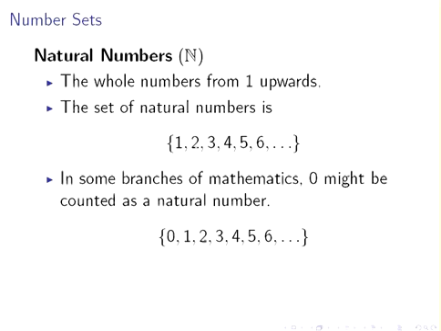Okay, so the natural numbers, N, are simply the whole numbers from 1 onwards: 1, 2, 3, 4, 5, and 6. In some branches of mathematics, though, you might count 0 as a natural number also, but conventionally they start at 1.